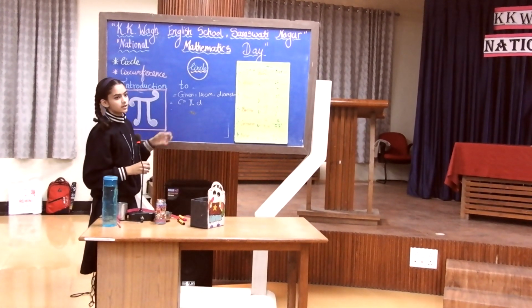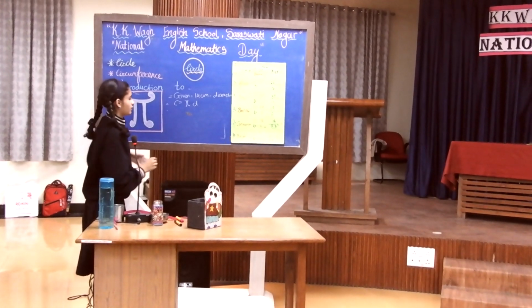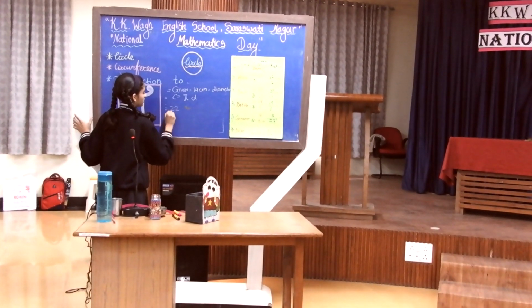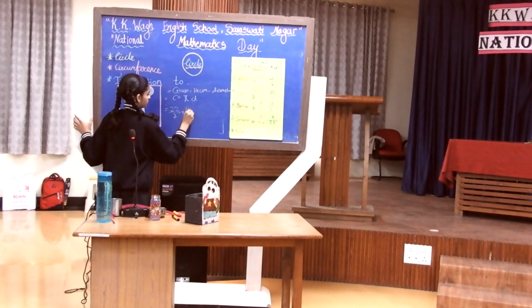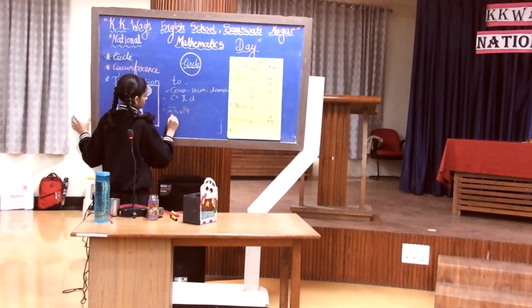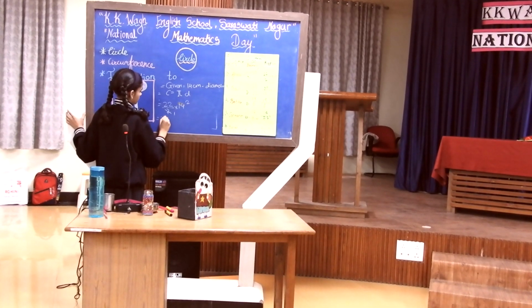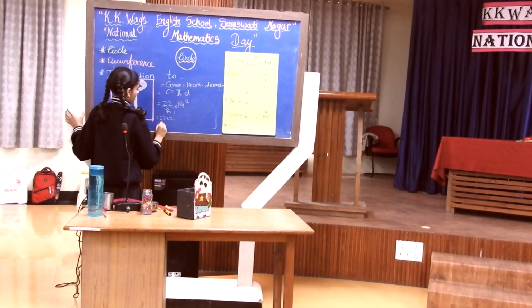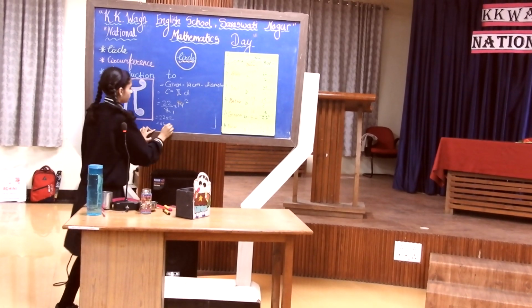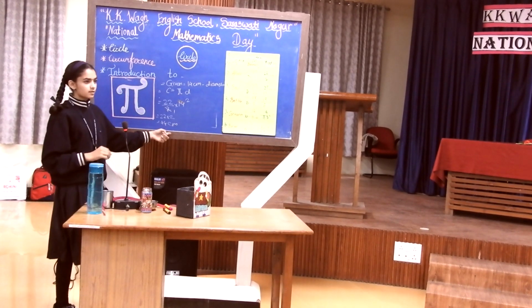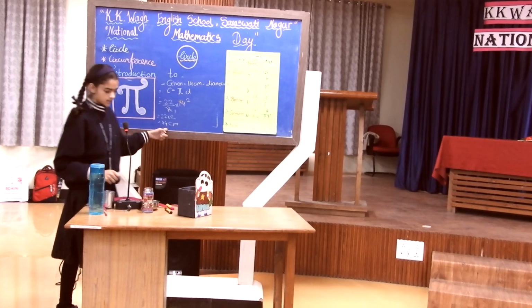Now how will we solve it? 22/7 into 14. Then 7 twos are 14. And 22 twos are 44. And a point to be noted here is that we have to write the unit very neatly because our unit can change the whole answer.